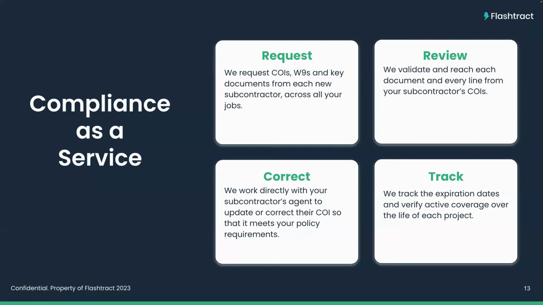And so at a high level, how it works is, you would work with a dedicated account manager, and they would request the COIs and W-9s and key documents for each new subcontractor across all your jobs. Then we would validate and review each one of those documents, checking the limits, checking the policy requirements, and making sure that every single thing lines up with what you need in the signed contract. And then we would work directly with your subs and their insurance agents to correct it. And then we track that ongoing insurance, making sure that as those COIs expire, new ones are brought in and that they too meet the policy requirements.